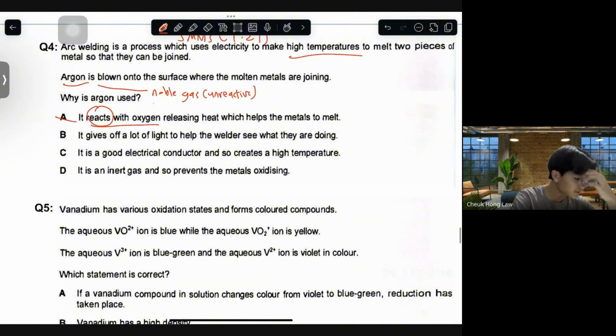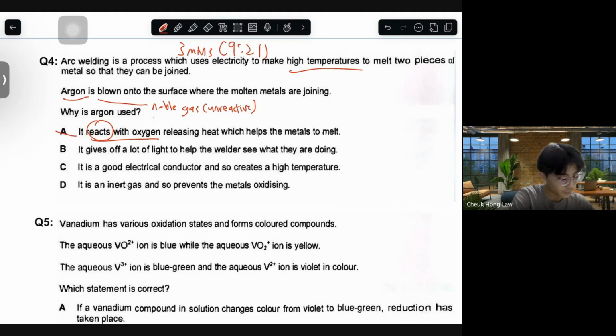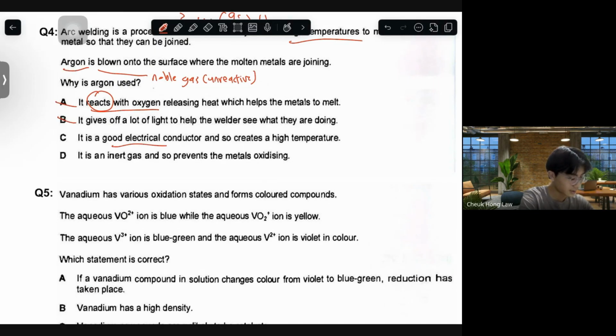B, it gives a lot of light to help the welder see what they're doing. Okay, so argon can be used in a light bulb, to give off a lot of light. But what is the point here? We just want to use electricity to make high temperatures to melt 2 pieces of metal. So you don't really need a lot of light to see what is happening. So B is out. C, it is a good electrical conductor. Immediately wrong. They are not good electrical conductors.